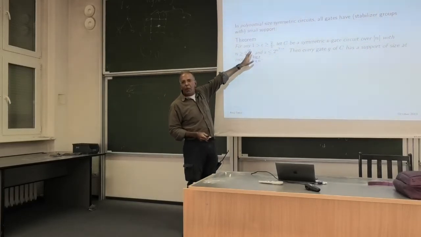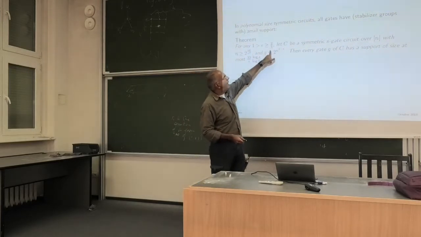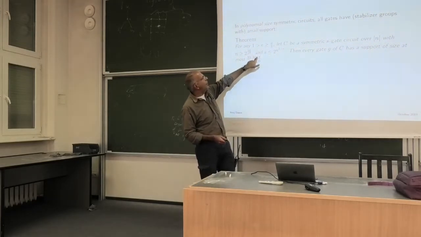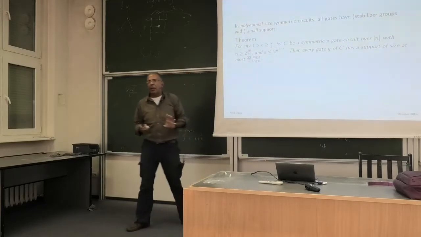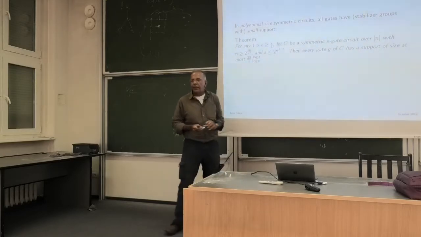The whole conclusion in our original paper is roughly this. I said for polynomial size circuits you get constant size support. More generally, for any size s up to something like this, you get supports of order log s divided by log n. In particular, when s is a polynomial, this is a constant.